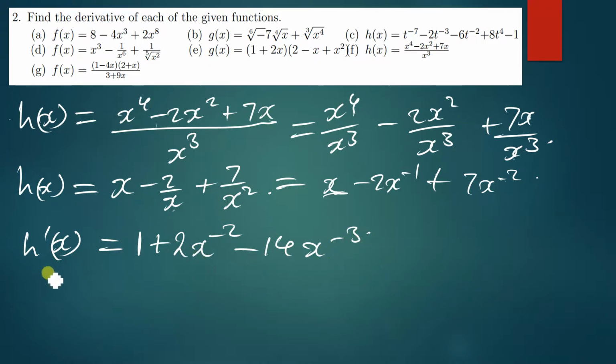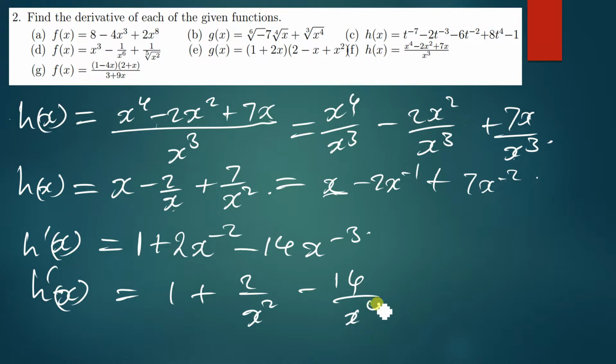If you want, you can simplify it further by writing it as 2 over x squared minus 14 over x to the power 3. So this is how simple these questions are. Let's quickly move on to the last question.